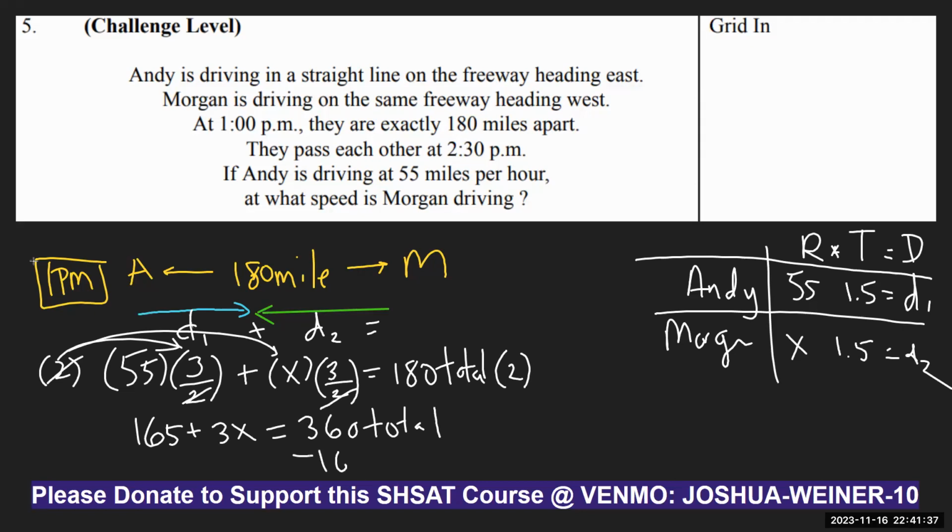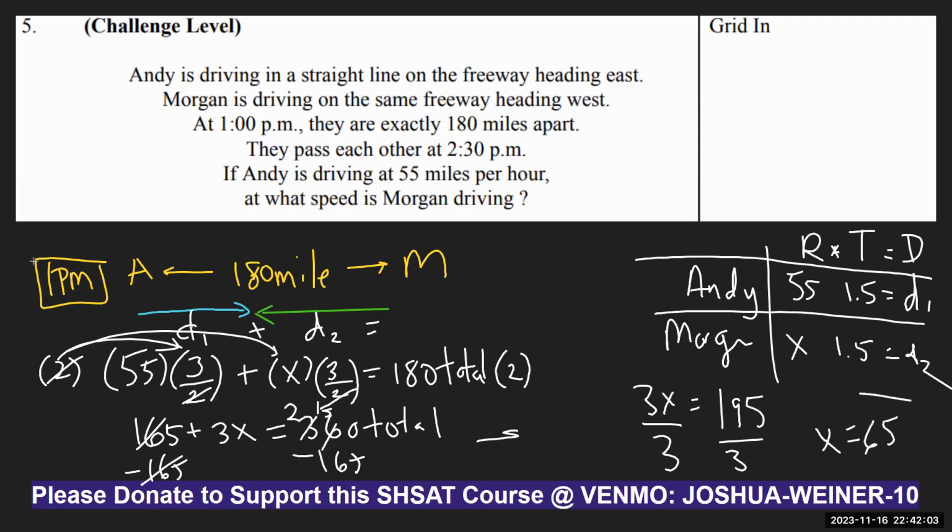Subtract 165 from both sides. Then we get 3x equals, let's see, 5 in the ones place. This becomes a 5, 15. That becomes a 2, 195. Divide both sides by 3. And x was 65 miles per hour. So in other words, Morgan is driving faster. She's driving 65 miles per hour in the opposite direction.